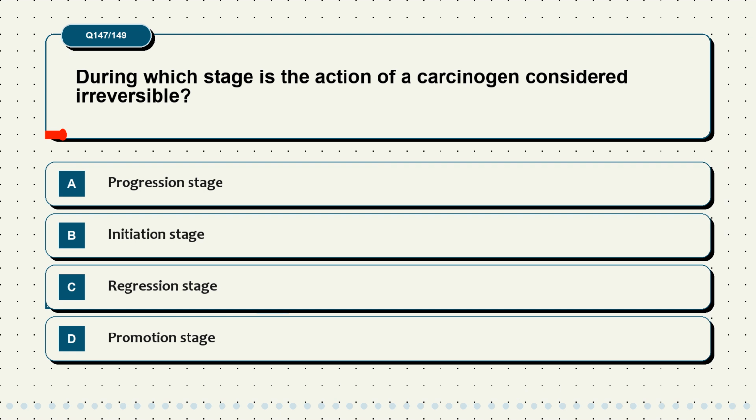Question 147. During which stage is the action of a carcinogen considered irreversible? Here are the options. Option A. Progression stage. Option B. Initiation stage. Option C. Regression stage. Option D. Promotion stage.